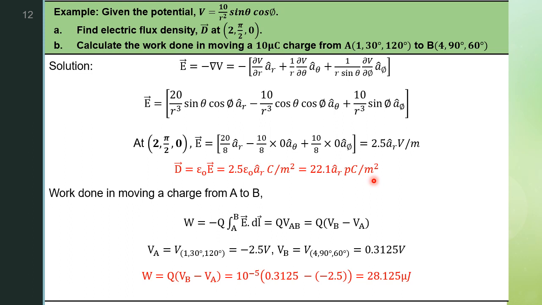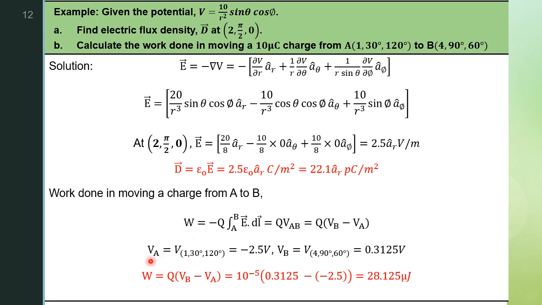Now in the second part, we are asked to find the work done in moving a charge from point A to B. So we already know that the work W is given by minus Q into integral A to B E dot dl, which is the same as Q times the potential difference between points A and B. That is, it is Q into VB minus VA. So if you find the potential at point B and potential at point A, we can find the work done.